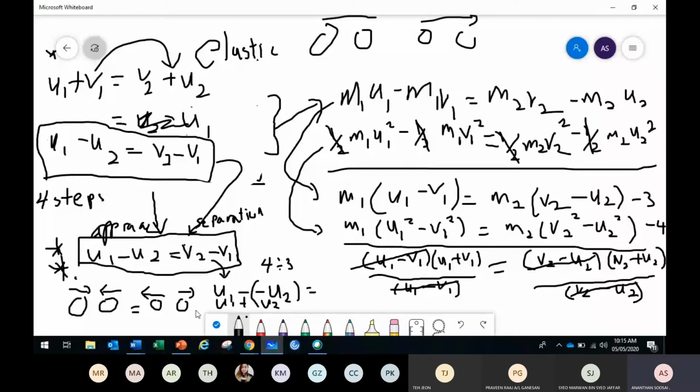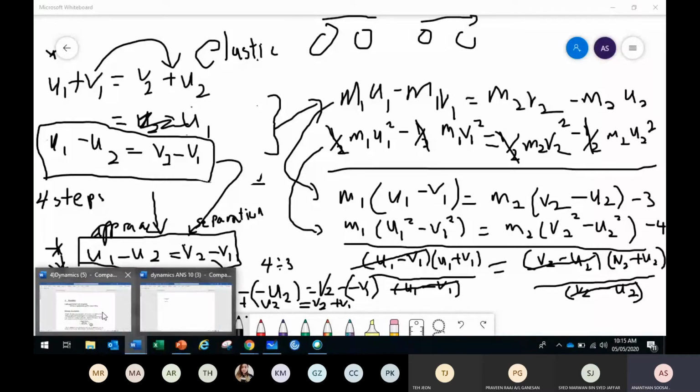Then on the other side, after collision, what happened to V2? V2 is still to the right, so we write V2 as positive. V2 minus V1: V1 is to the left, so V1 becomes negative V1. So the final answer is U1 plus U2 equals V2 plus V1 for this type of movement. If U2 changes direction, then U2 itself becomes negative. If V2 changes direction to the left, V2 itself becomes negative. Understood?